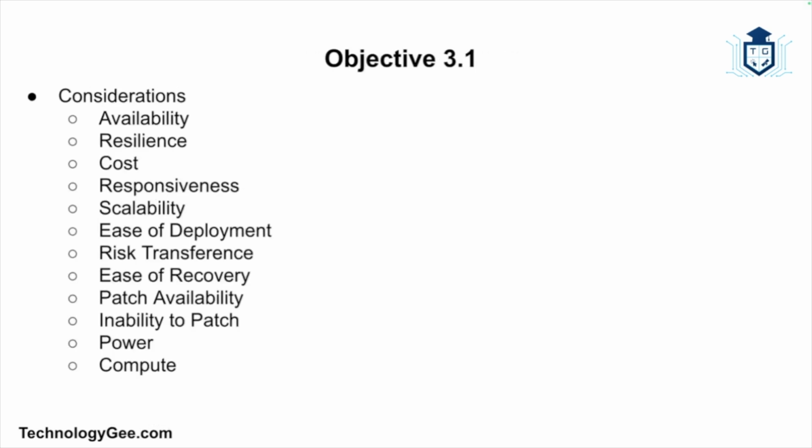All right, so to sum all of this up, when comparing different architecture models, each comes with its own unique set of security implications: availability, resilience, cost, responsiveness, scalability, ease of deployment, risk transference, ease of recovery, patch availability, power considerations, and compute resources are all critical factors. As an IT security professional or CompTIA Security Plus exam candidate, you need to understand how these considerations affect your security posture and overall architecture design.